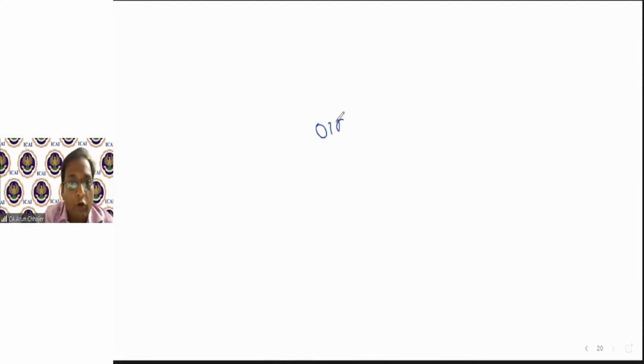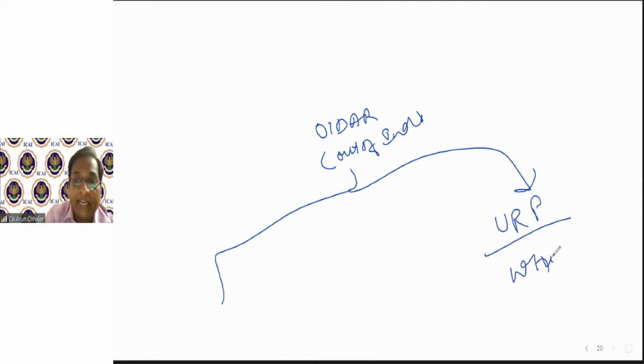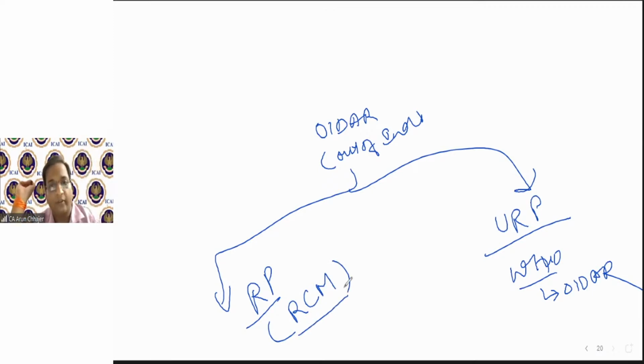They are talking about OIDAR if located out of India, providing the service in India to an unregistered person, who will be liable to pay the tax. Such OIDAR, they have to take mandatory registration. But what happens if they provide the service to a registered person? It will be covered under reverse charge. Is it clear? Or please confirm.